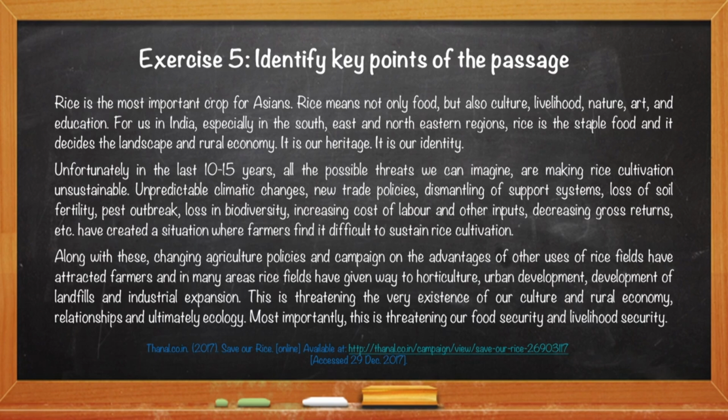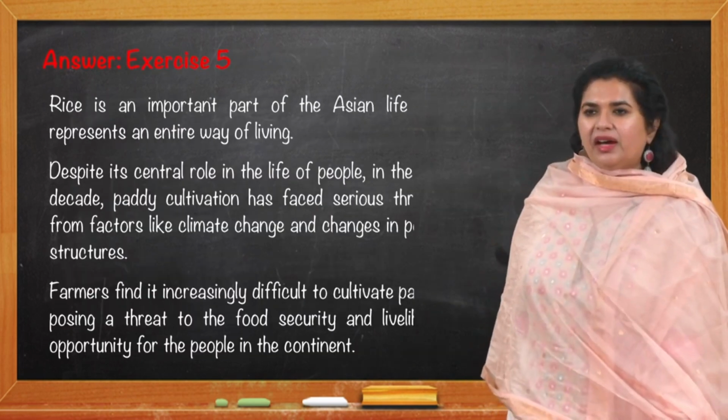Along with these, changing agriculture policies and campaigns on the advantages of other uses of rice fields have attracted farmers, and in many areas rice fields have given way to horticulture, urban development, development of landfills and industrial expansion. This is threatening the very existence of our culture and rural economy, relationships and ultimately ecology. Most importantly, this is threatening our food security and livelihood security. The source of this passage is given below. Identify the key points of the passage, and here are your answers.